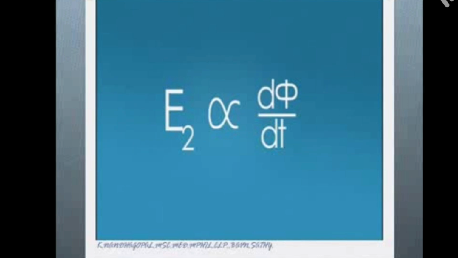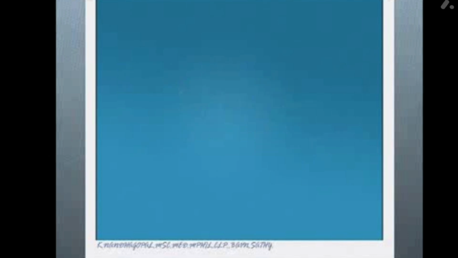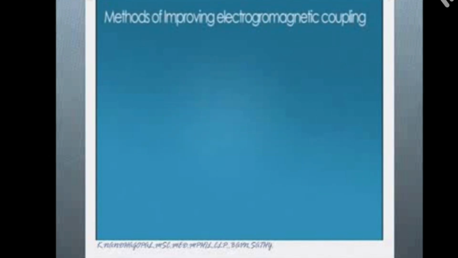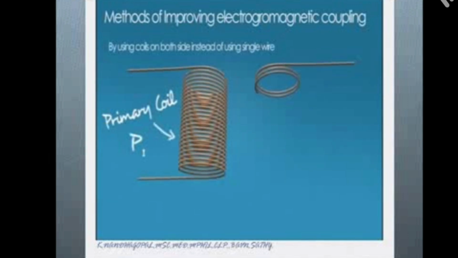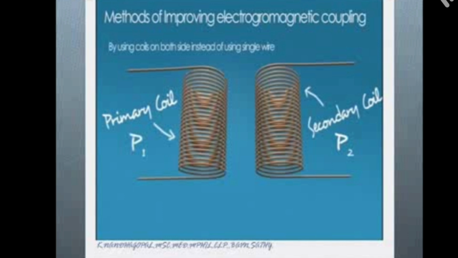The induced EMF E equals d phi by dt according to Faraday's law. This principle is used in the transformer. Now, methods of improving electromagnetic coupling: by using coils on both sides instead of using a single wire.